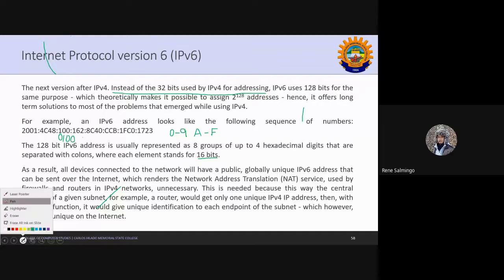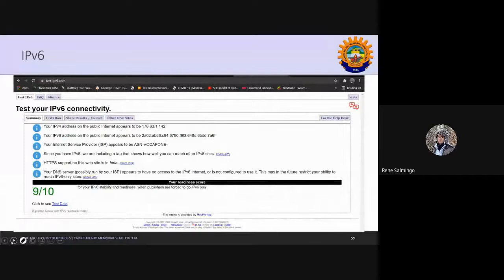So in that case, that's hexadecimal. I'm just going to explain hexadecimal, but in your logic circuit, maybe next semester you will have this specifically. But we will not focus more on hexadecimal here, but more on IP version 4, which is being used nowadays in some companies. Now, to identify your IP version 6, you go to test-ipv6.com, and what will happen is you have to identify your IP address on the public internet.